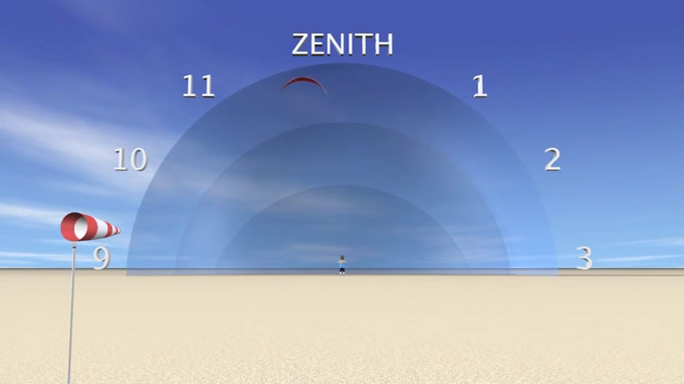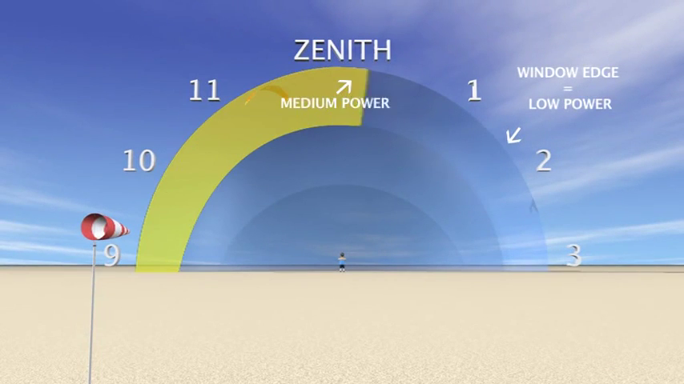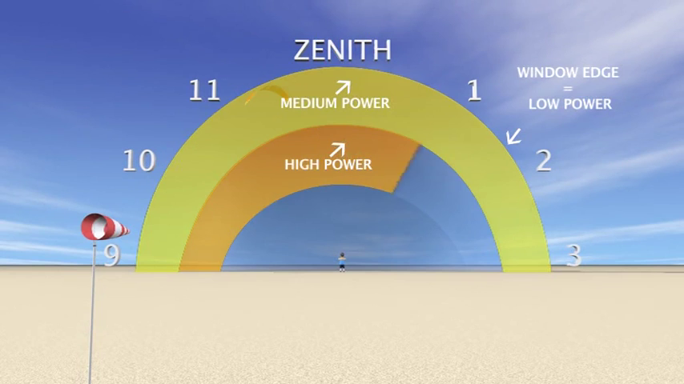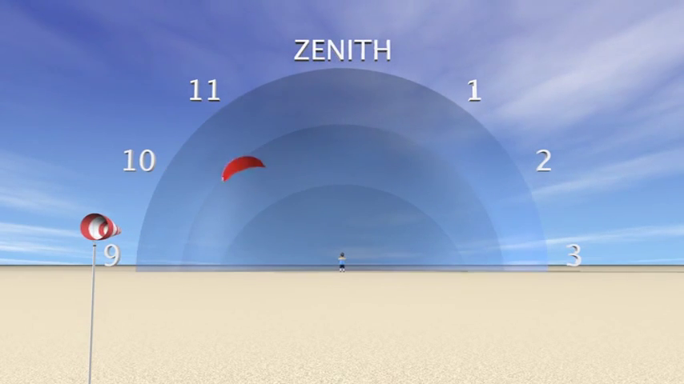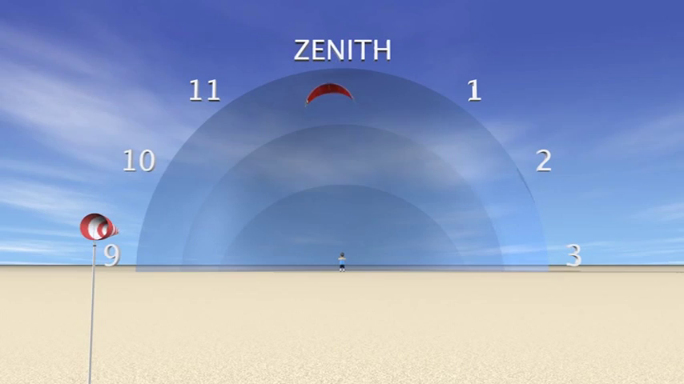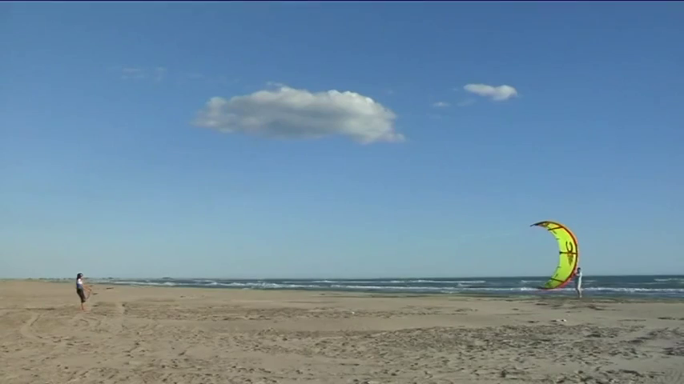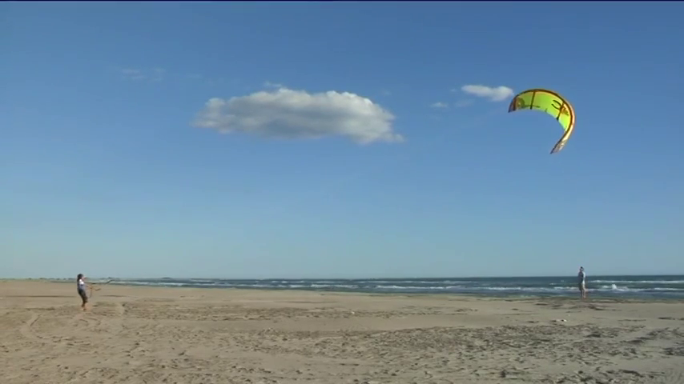Inside the window, there is a zone of low power, one of medium power, a zone of high power, and one of very high power, which is called the heart of the window, simply referred to as the power zone. When crossing these zones, the kite increases its flight speed, providing more and more traction. The traction falls off as the kite approaches the opposite edge of the wind window. The kite must be launched at 9 o'clock or at 3 o'clock.